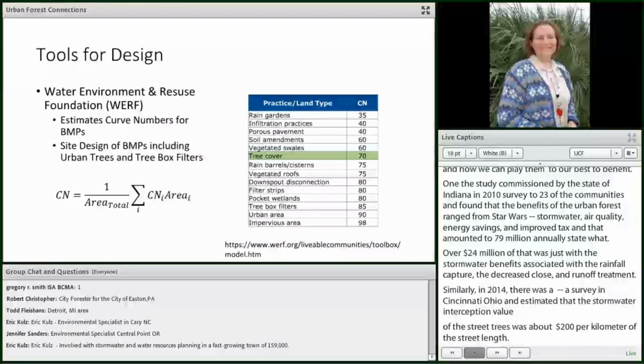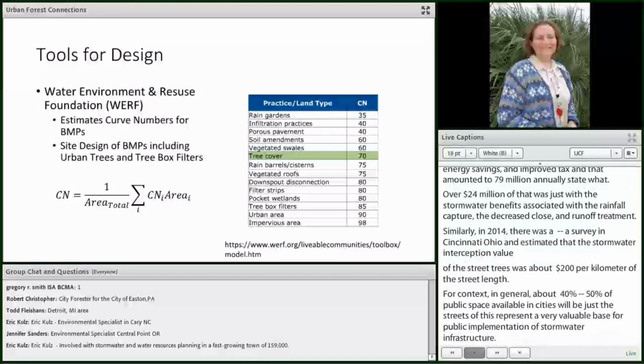With the acknowledgement that trees are an important component of managing urban stormwater, design professionals such as our architects, our landscape architects, and our engineers need to have standardized tools to quantify the performance of the trees. What benefits will they provide and how much will it cost?